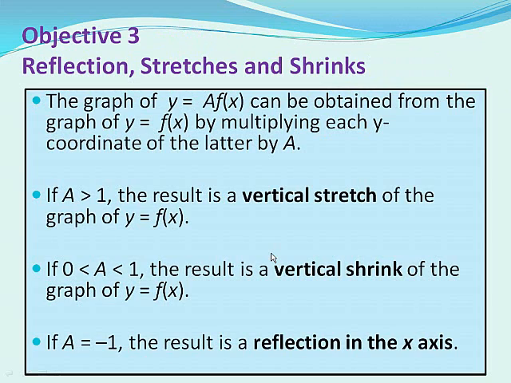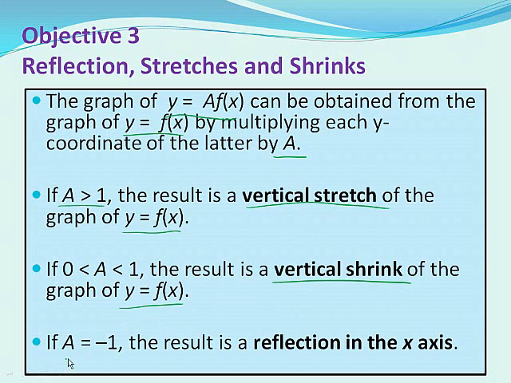Objective 3. Reflection, stretches, and shrinks. The graph of y equal to a times f of x can be obtained from the graph of y equal to f of x by multiplying each y coordinate of the latter by a. If a is greater than 1, the result is a vertical stretch of the graph of y equal to f of x. If 0 less than a less than 1, the result is a vertical shrink of the graph of y equal to f of x.